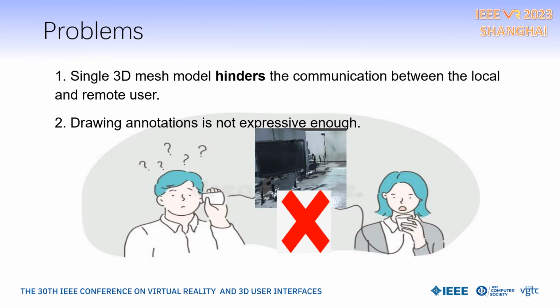These research gaps caused two serious problems. The first problem is that reconstructing the whole task space as a single 3D mesh model hinders the communication between the local user and the remote expert. The second problem is that joint 3D annotation is not expressive enough for the remote expert to deliver his instructions and intentions to the local user rapidly and accurately.